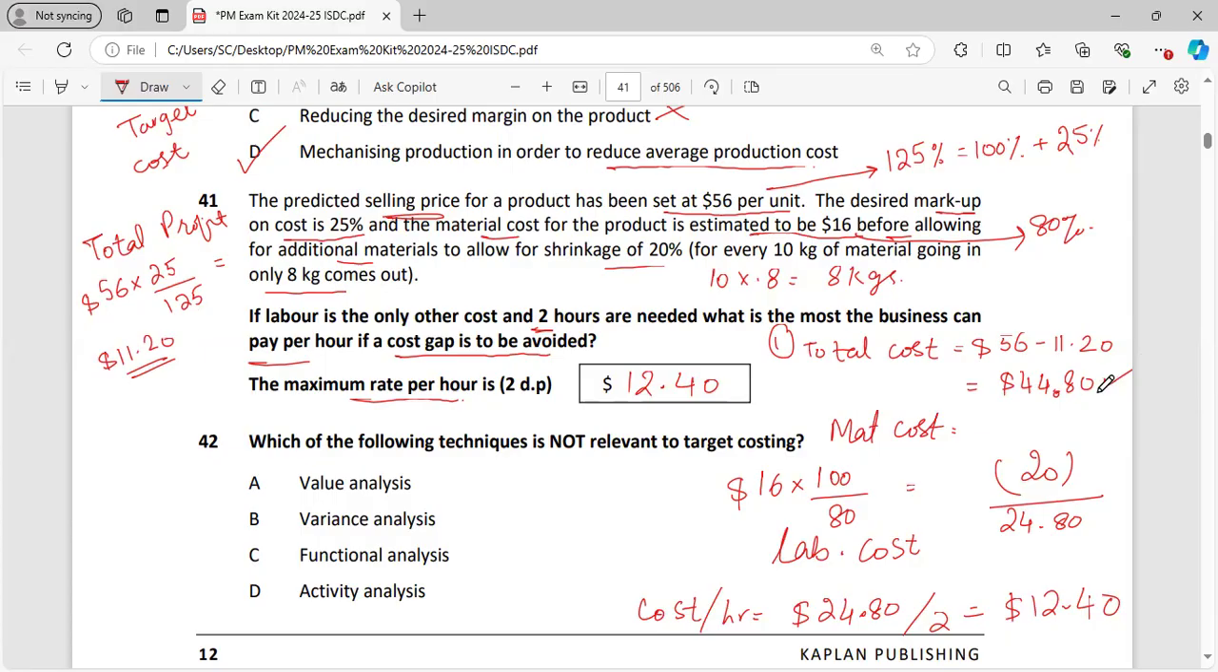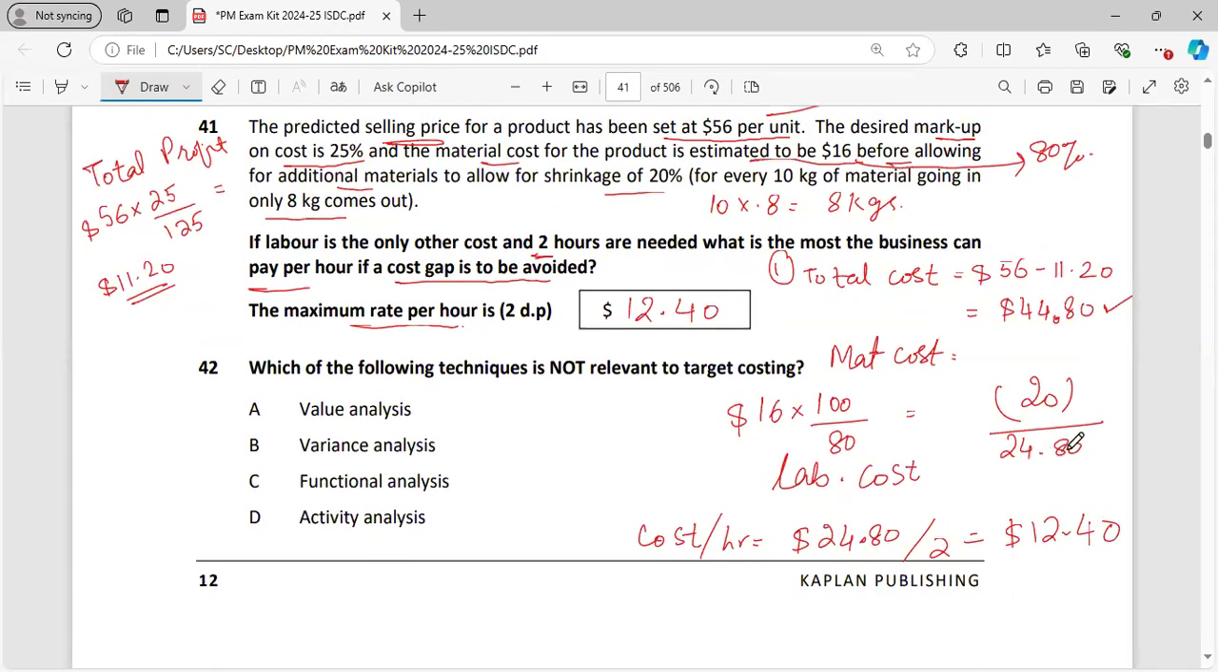After the calculation of total cost, we deduct the material cost. So we have the remaining portion of 24.8. We have only two costs, one is material and the other is labor. If out of 44.8, 20 is the material cost, then the labor cost is 24.8. Now we will calculate cost per hour, where 24.8 is divided by the number of hours. So the cost per hour is 12.4, right?